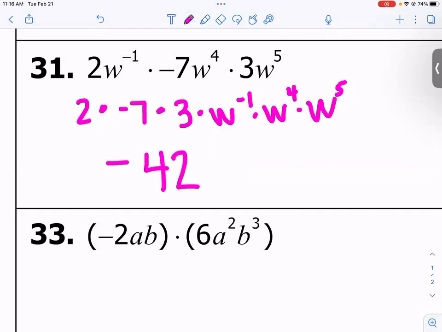Okay. Now, we can have a negative coefficient. That's cool. Well, we can't have negative exponents, so we'll have to be careful. If I take these 3 and I add our exponents together, -1 plus 4 plus 5, well, I know 4 plus 5 is 9. Plus a -1 would get us 8.